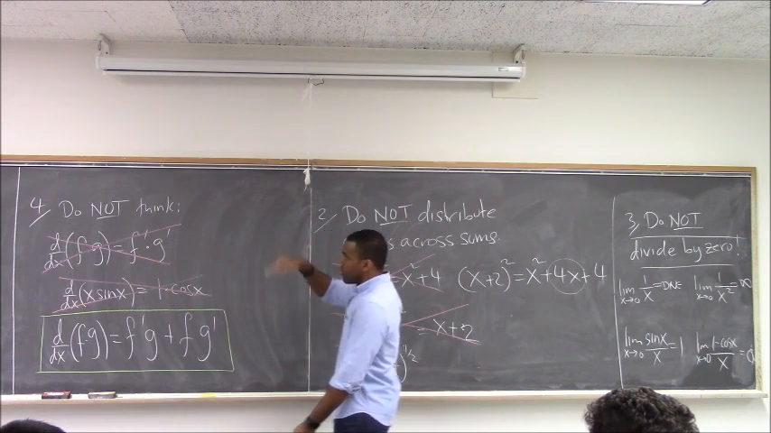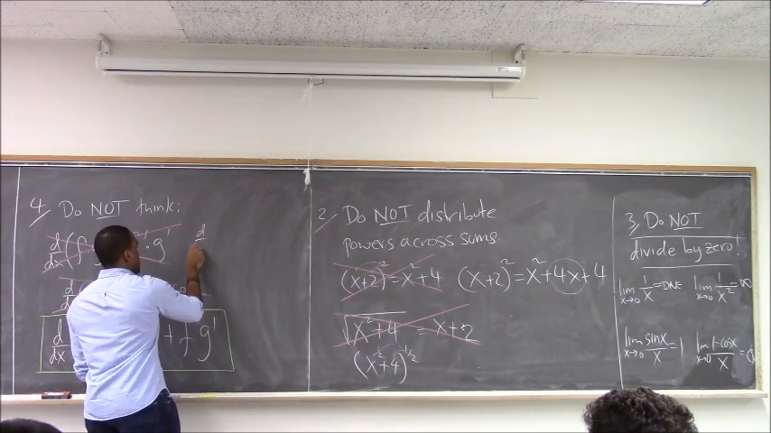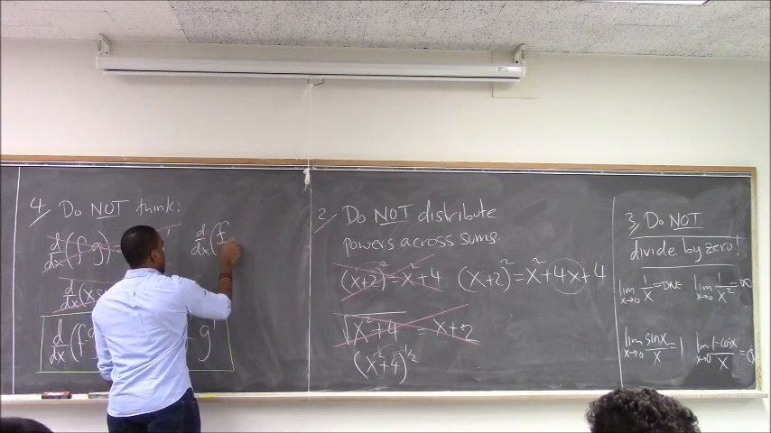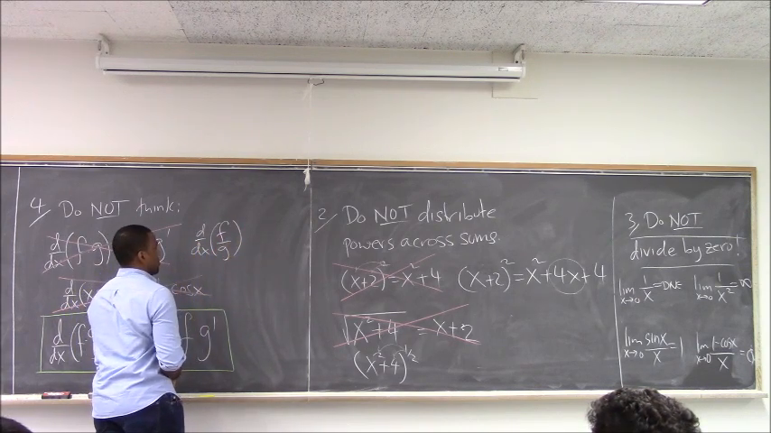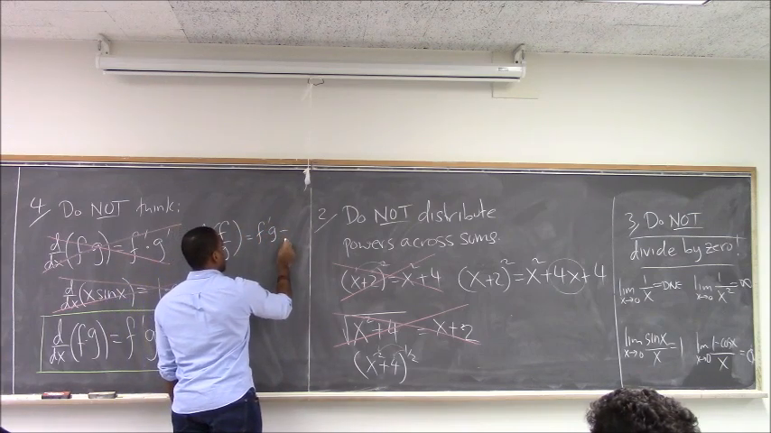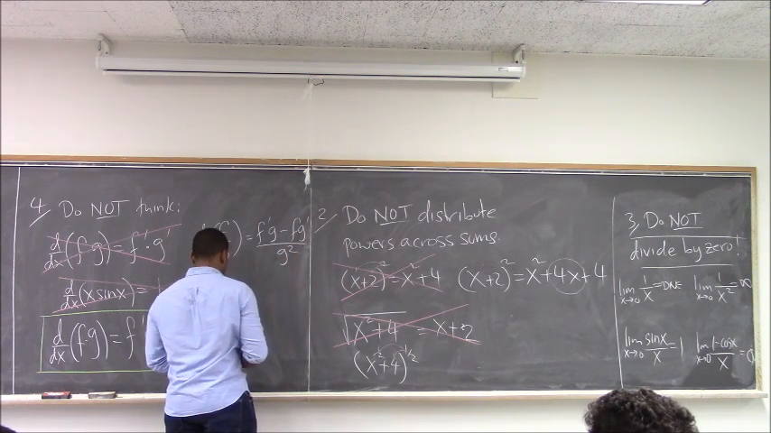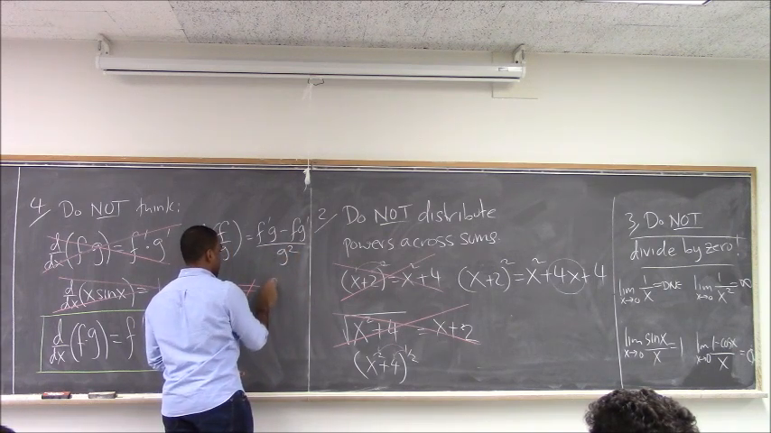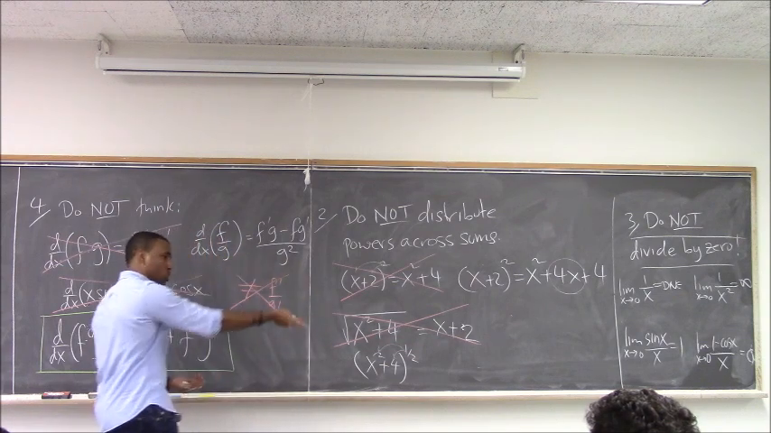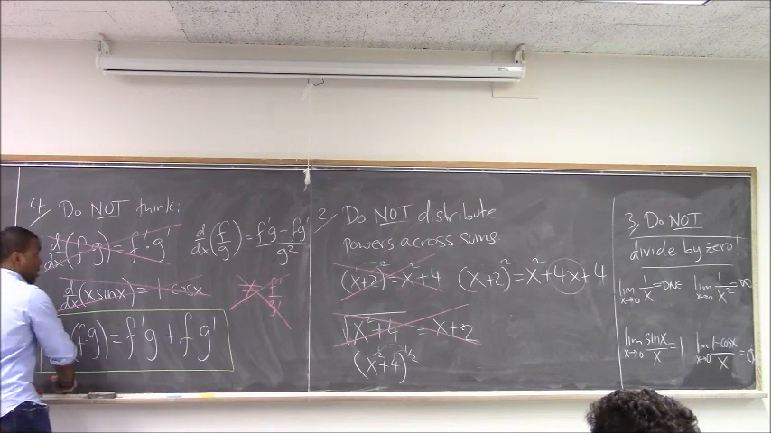You can't differentiate a quotient that way either. What's this? f prime g minus f g prime over g squared. It's not like just differentiate that and differentiate that. That's incorrect. There's the whole quotient rule that you would have to go through. So don't do anything like that.